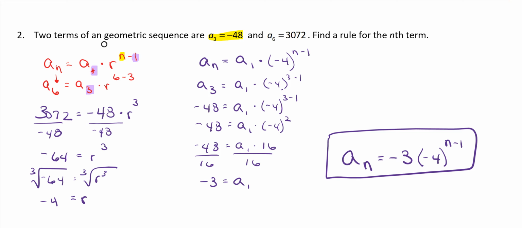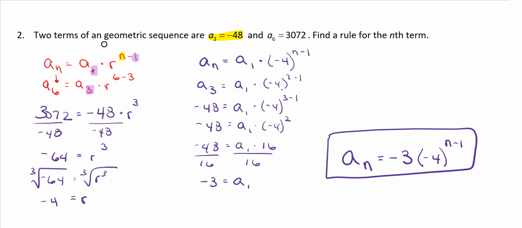Now, I would definitely tell you to check this one, because if you make any mistake anywhere, you're going to know. So if you were to plug in 3 for this, negative 3 times negative 4 squared, does that equal negative 48? And in this case, it does. Same thing with a sub 6. Plug it in and see if you're getting those answers.